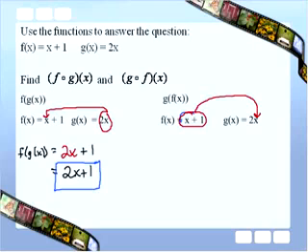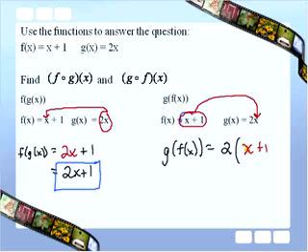g of f of x will be 2 times the quantity x plus 1. Multiplying the 2 through the parentheses will give us 2x plus 2. And that is our answer there.